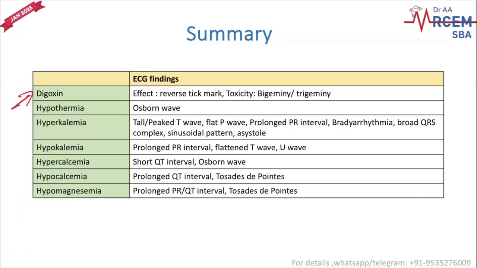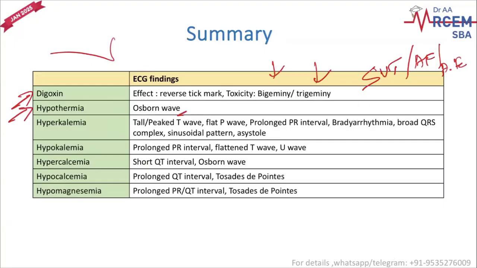Digoxin. The digoxin effect itself becomes a reverse tick sign, but toxicity can cause bigeminy or trigeminy, or any supraventricular rhythms can be present, like an SVT, an AF, or an atrial flutter, for example.